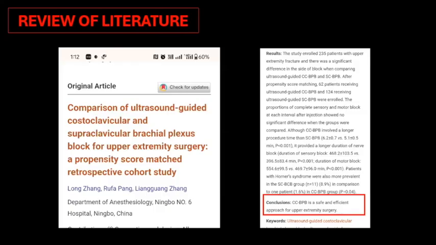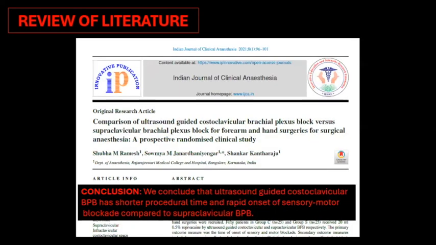There's a study comparing ultrasound guided costoclavicular and supraclavicular brachial plexus block. The result was that the costoclavicular is a safe and efficient approach for upper limb extremity surgeries. And there's a comparison of the costoclavicular block with supraclavicular brachial plexus block. They have found that costoclavicular has a shorter procedural time and rapid onset of sensory and motor blockade as compared to supraclavicular brachial plexus block.